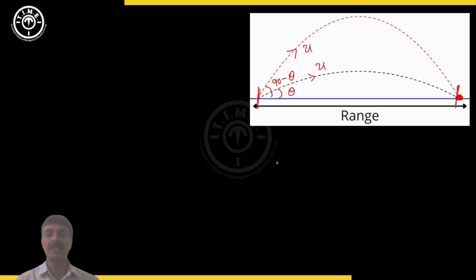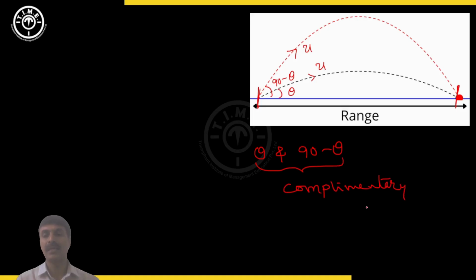See, both have same initial velocity but different angles of projection. The angles are theta and 90 minus theta. So these two angles are called complementary angles. Now for complementary angles of projection with the same initial velocity, the projectiles will have same range. Understood?